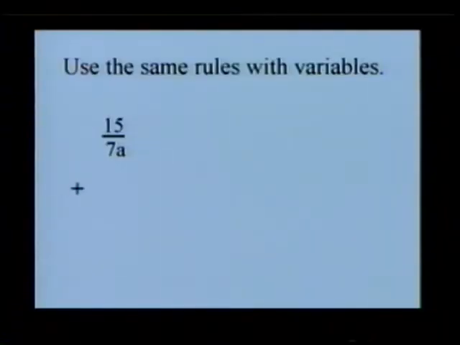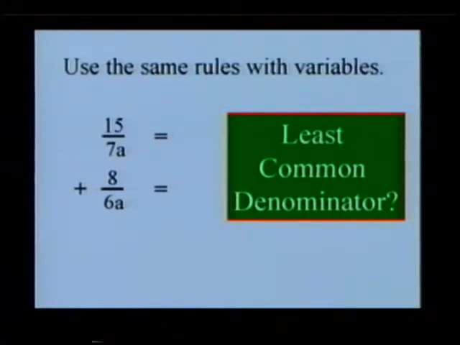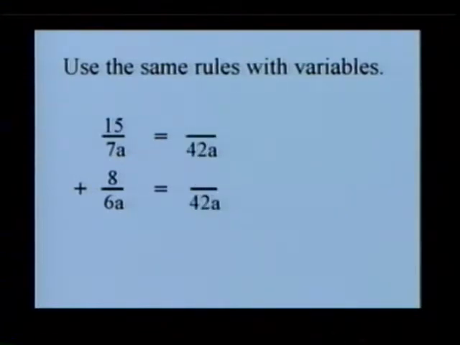Let's try it with variables. 15 over 7a and 8 over 6a. We need a least common denominator here. See how it's nice that I write them vertically? That's going to be, in this case, 42a, the smallest thing that both 7a and 6a go into. And I ask myself, what did I multiply 7a by to get 42a? Well, in this case, the answer is 6. So 15 saying, hey, what about me? Okay, there you get your 6 as well. And we get 90 in that case. What did I multiply 6a by to get 42a?